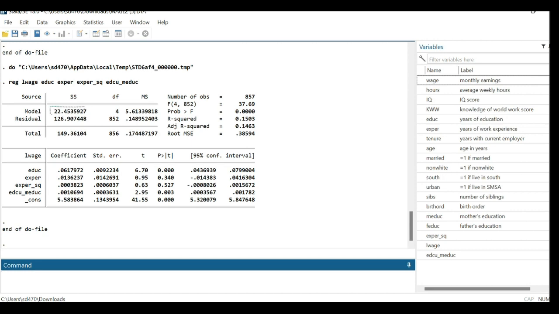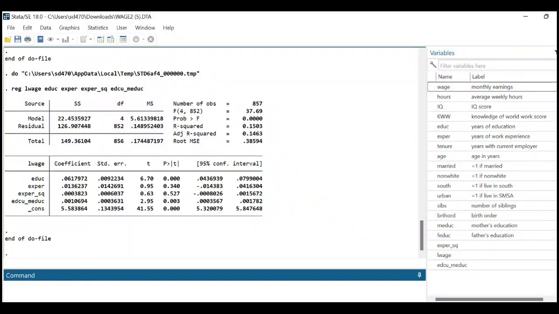So the model sum of squares refers to the explained sum of squares, and these are the predicted values of y minus y bar to the power of 2, summed over all the observations. In this case, we have 857 observations, which means the sum would run from observation 1 to observation 857.